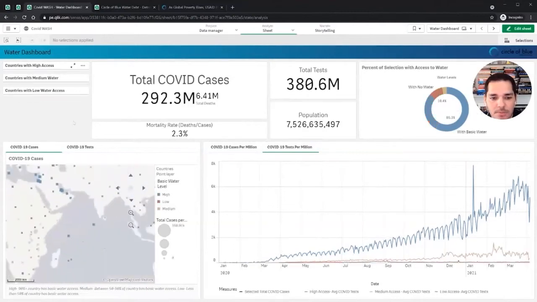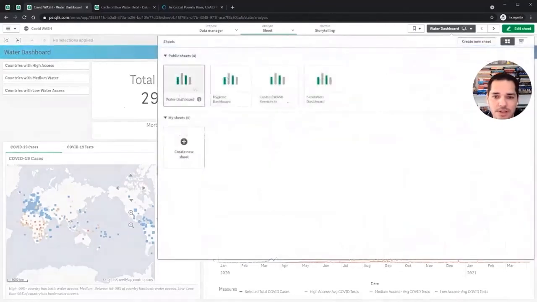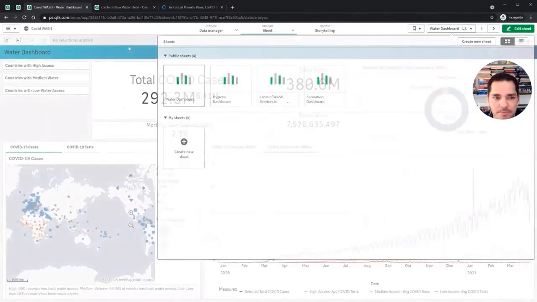So for organizations and the WHO and leading bodies around the world, you can use a dashboard like this with all of this data to compare and contrast how COVID is impacting water and sanitation programs. There are a number of other sheets available with more data that break down into the other things, but for now we'll stick with the water dashboard. Carl?